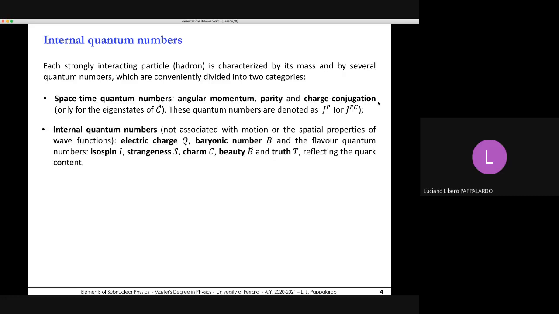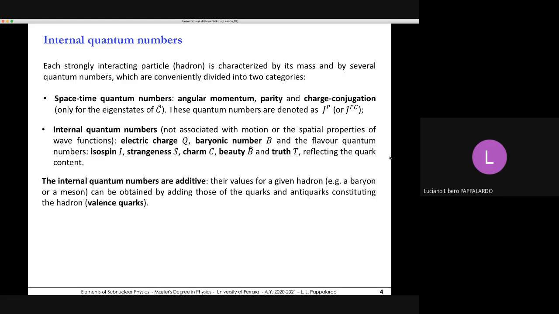And the other category are the internal quantum numbers. So these are not associated with the motion or the spatial properties of the wave function. And those include the electric charge, Q, baryonic number, B, that we introduced yesterday, and all the flavor quantum numbers, so the isospin that we will discuss today, strangeness, charm, beauty, truth, etc., which reflect the quark content of the hadrons.